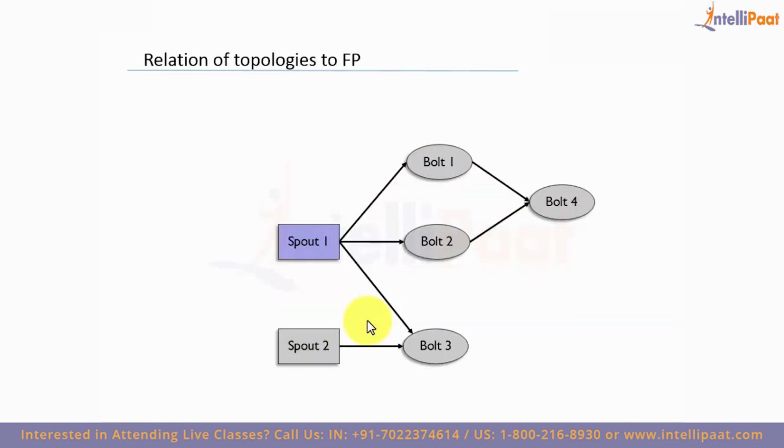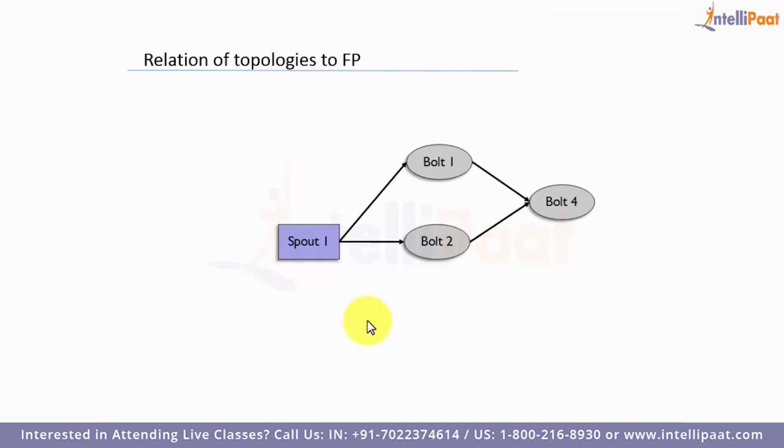Now let's try to derive a relation of topologies to functional programming, referred to as FP in this slideshow. We discussed that bolts can be characterized as functions. In this case, I'm going to concentrate on one stream of data, which is received by spout 1, written to bolt 1 and bolt 2, which will process the data in parallel according to the business logic defined there, and then output the data to bolt 4, which will do further processing on top of it.